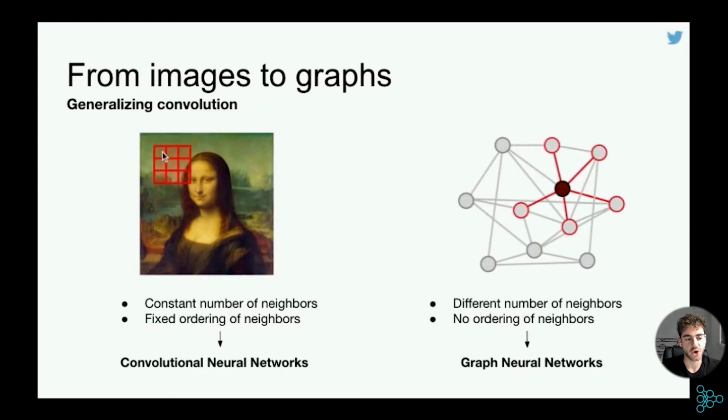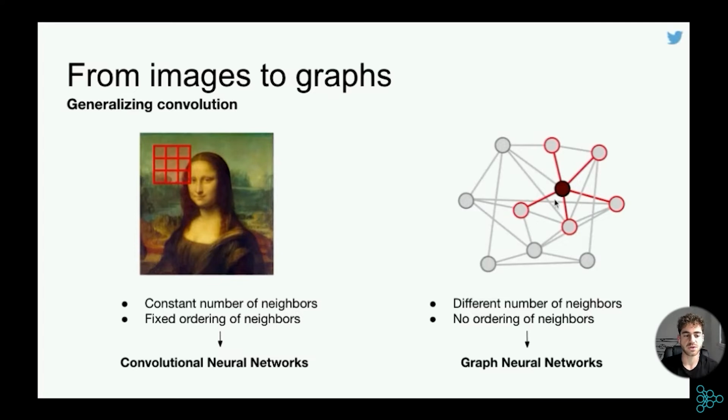So given a central pixel, you always know which pixel is on the top left and which pixel is on the top right. And so you can learn this filter to give a certain coefficient to the top left and another one to the top right. So you can differentiate them. And this is what gives rise to convolution.